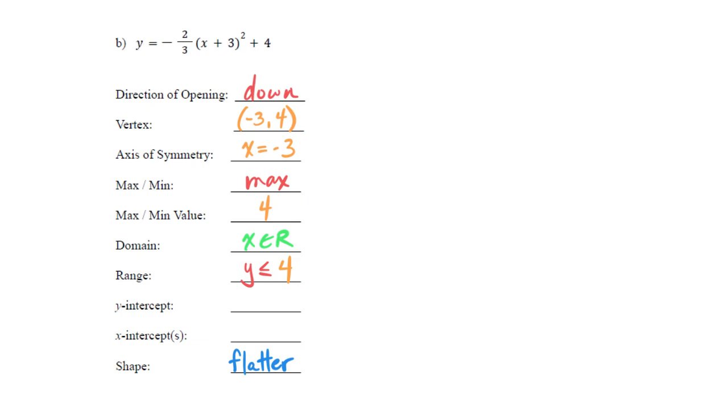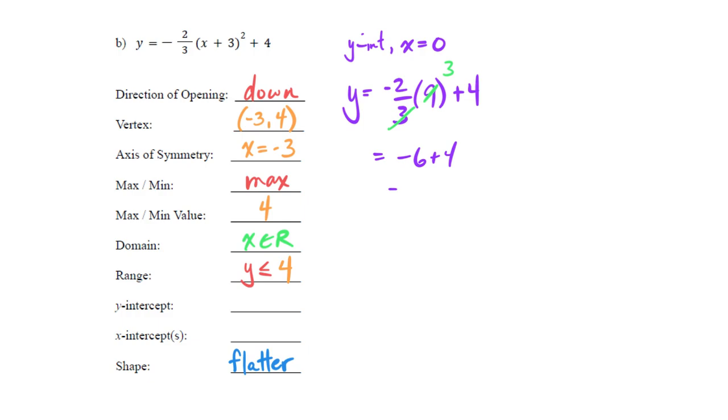And time for me to find my intercepts. So to find my y-intercept, my x value is 0. That gives me my negative 2/3 times 9. I love that because now I can see that I can cross-reduce. There is my negative 6 plus 4, negative 2. Nice.